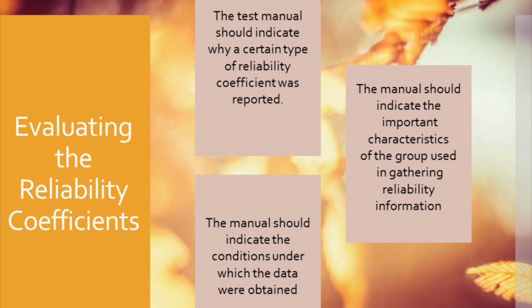We also want to know from the manual the characteristics of the sample group. The manual should indicate the important characteristics of the group used in gathering the reliability information, and that may be education level, occupation, age, gender. This will allow you to compare the characteristics of the people you want to test with the same type of group. If they're sufficiently similar, then the reported reliability estimates will probably hold true for your population as well.